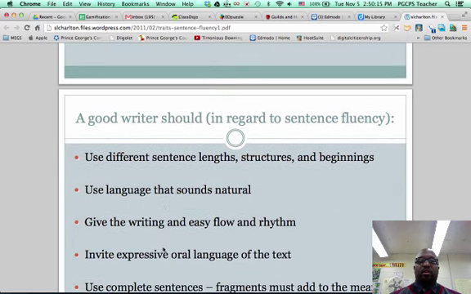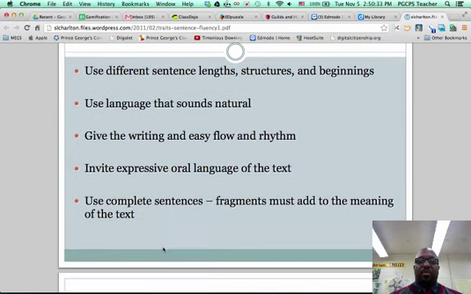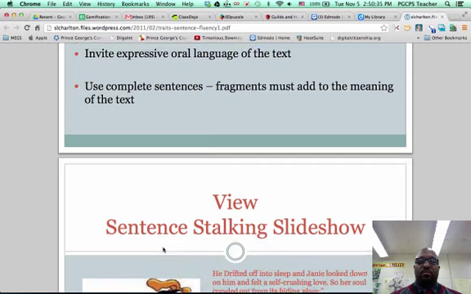All right, so in conclusion, to wrap all this up, as it relates to sentence fluency, a writer should use different sentence lengths, structures, and beginnings, use language that sounds natural, give the writing an easy flow and rhythm, invite expressive oral language of the text, and use complete sentences. Fragments must add meaning to the sentence.